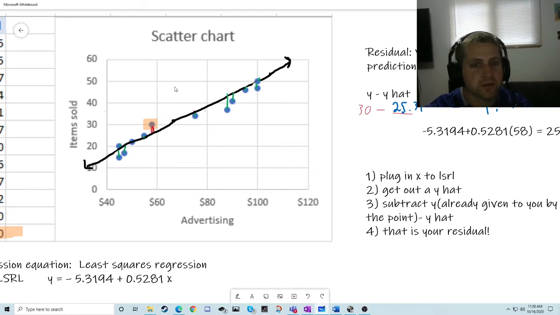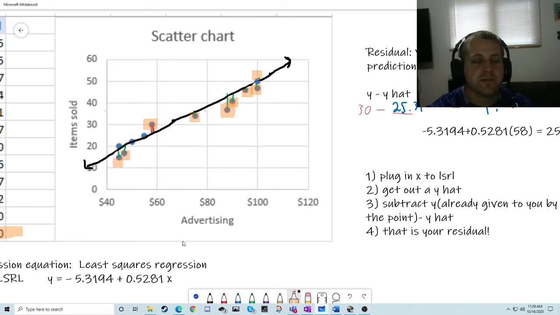So every point above the line will have a positive residual. Every point below the line will have a negative residual. This one down here, negative residual. Negative, negative, negative. That's probably positive, negative, negative, negative, etc. So it just depends on which ones you're looking at, because if y is lower, then it's going to be a smaller number minus a bigger number.